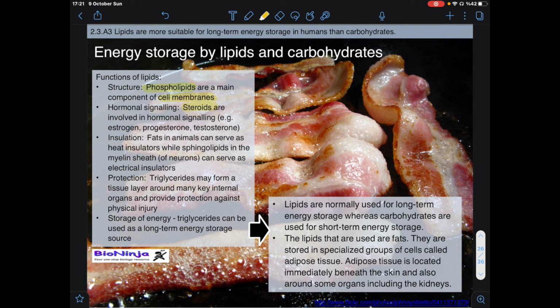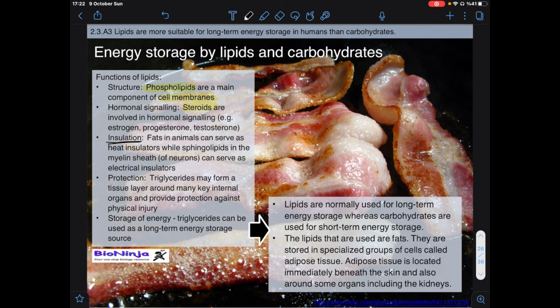And other functions of lipids are, first of all, insulation. Fats in animals can serve as heat insulators. Think of bears or polar bears. The reason that they can survive in such cold weather is because they have a lot of fat in their body, which insulates them and keeps the heat.